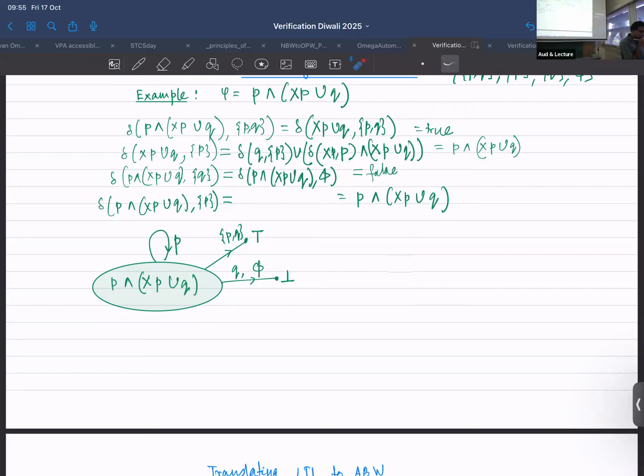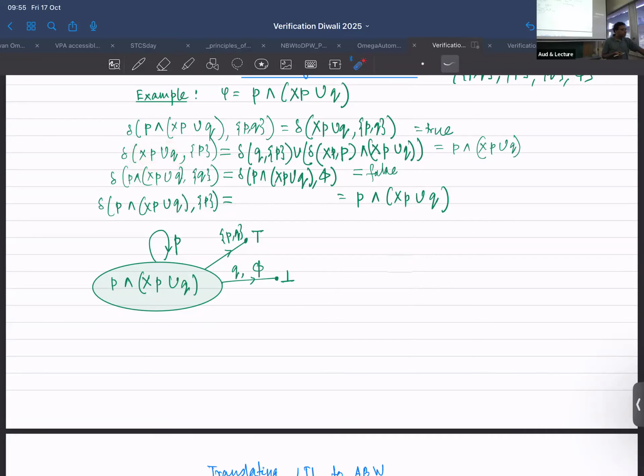What is the question? So in this, we are never reaching the state XP until Q. Yes, that was the point of computing the transition. You are right, we are never really reaching this particular state.